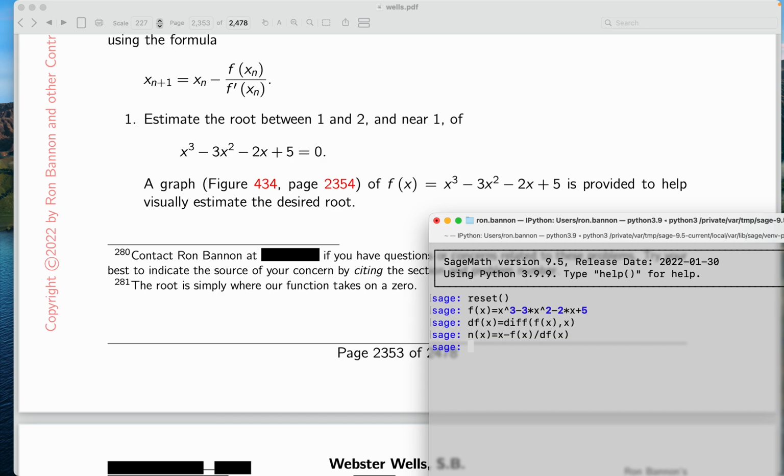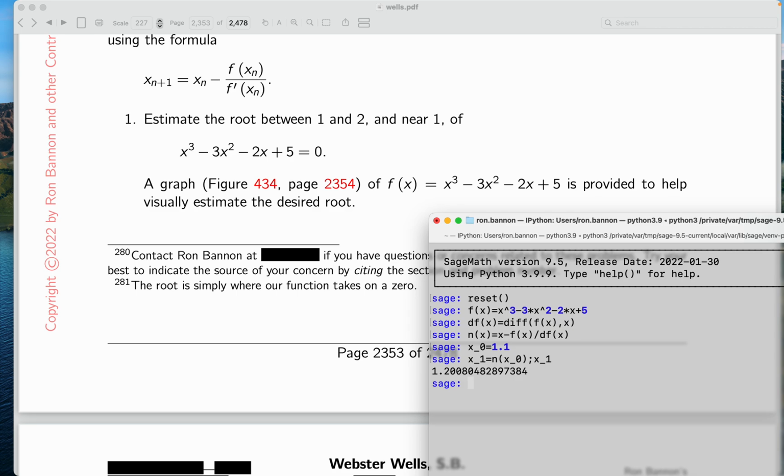Now, of course, I need to make a guess. Here's what they said: estimate the root between 1 and 2 and near 1. So I'm going to make a guess. I'll say my initial guess, x naught, is going to be 1.1. Okay. So I want to use Newton's method to get another guess. The next guess is x1, assigned Newton's method evaluated at x naught. And I want to display x1, to see what it looks like. I get 1.2.